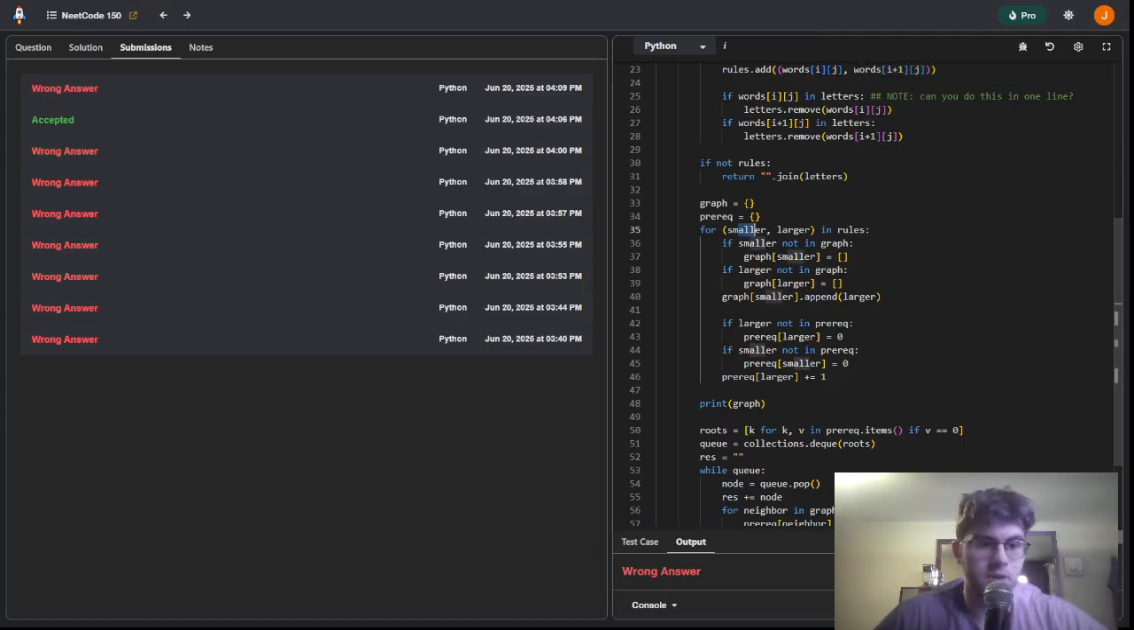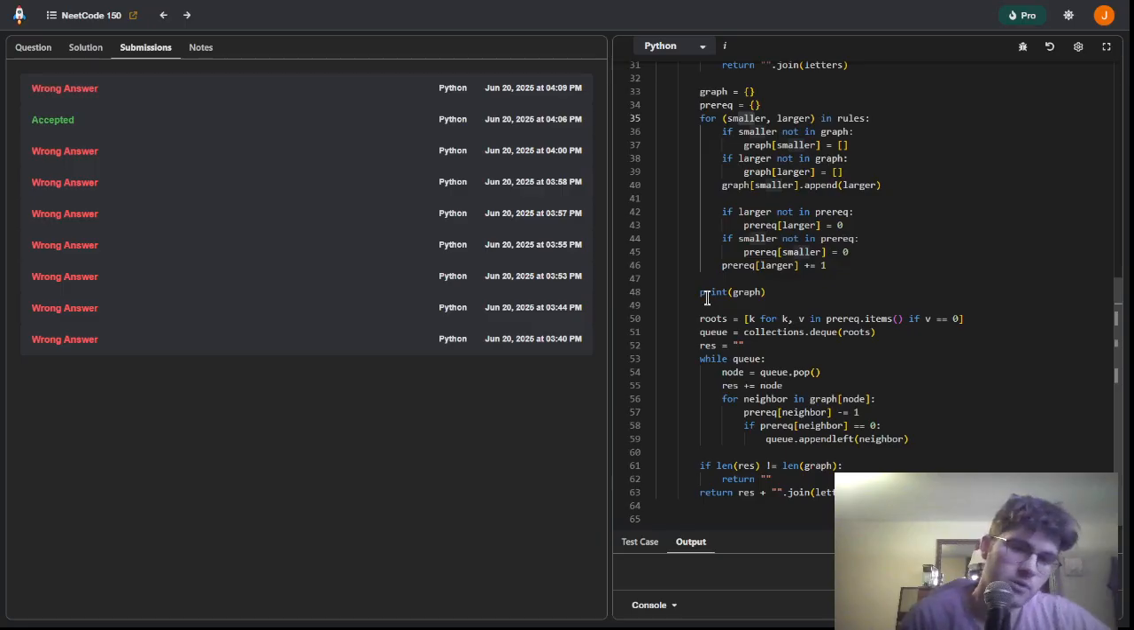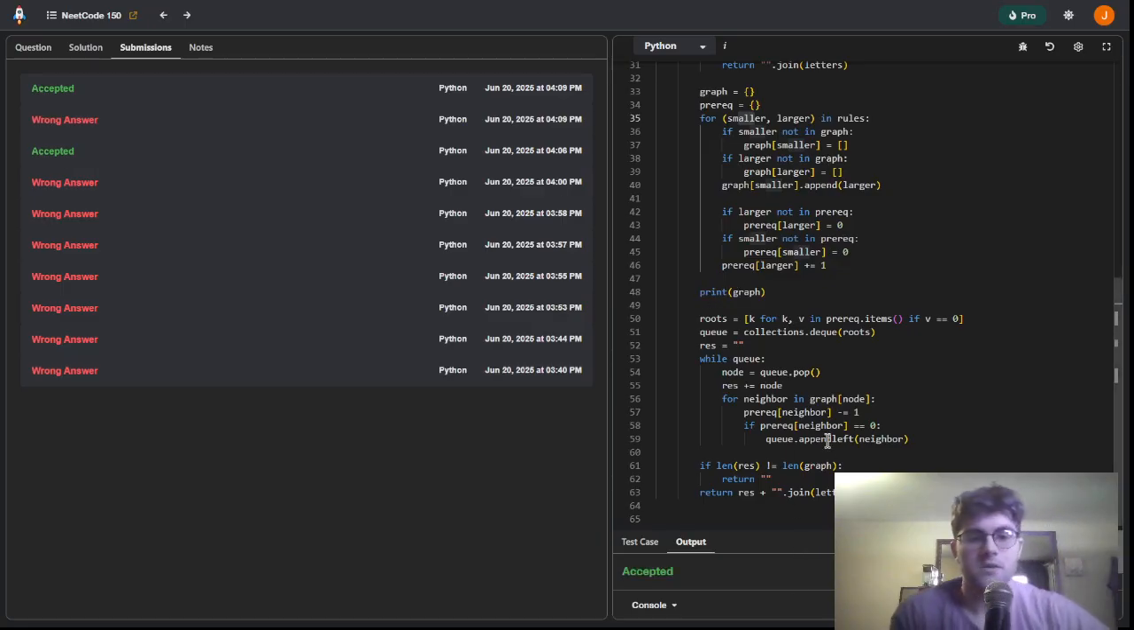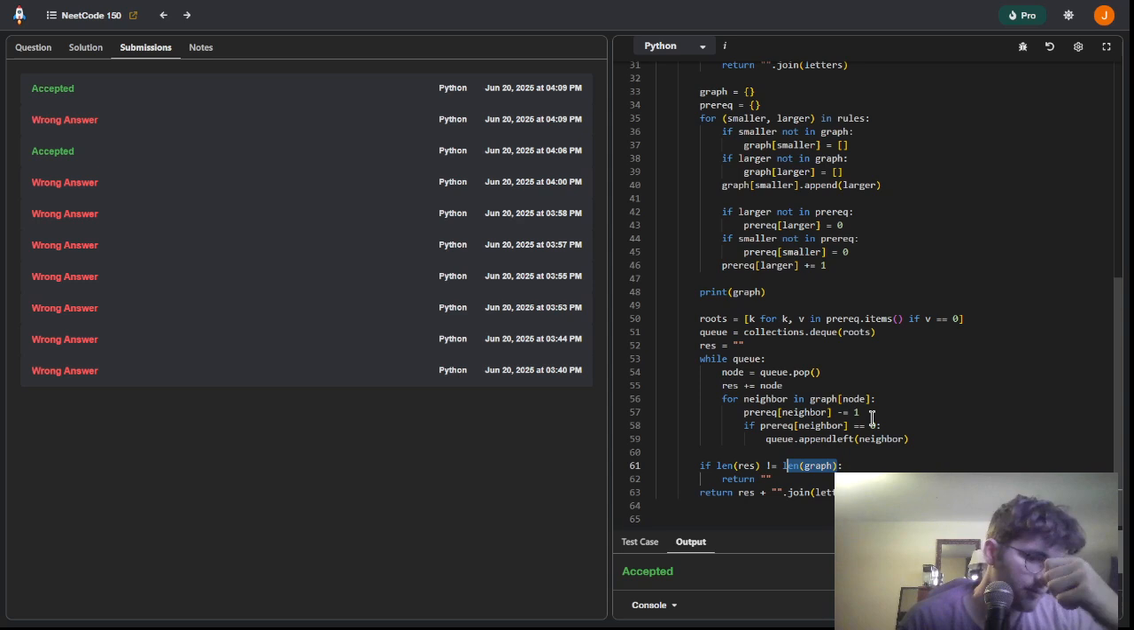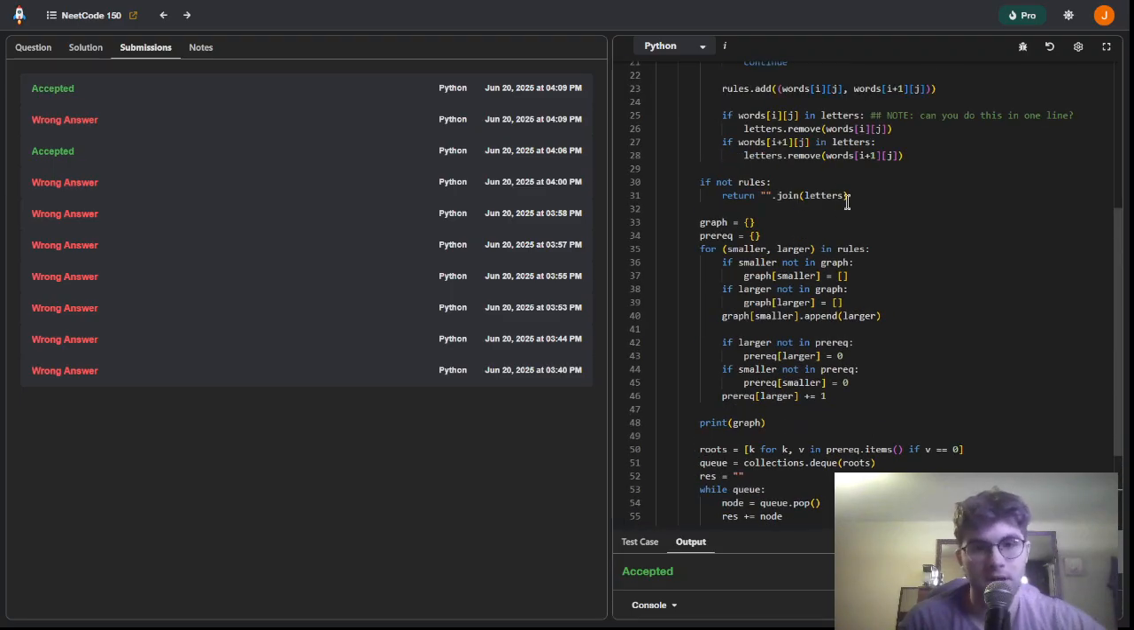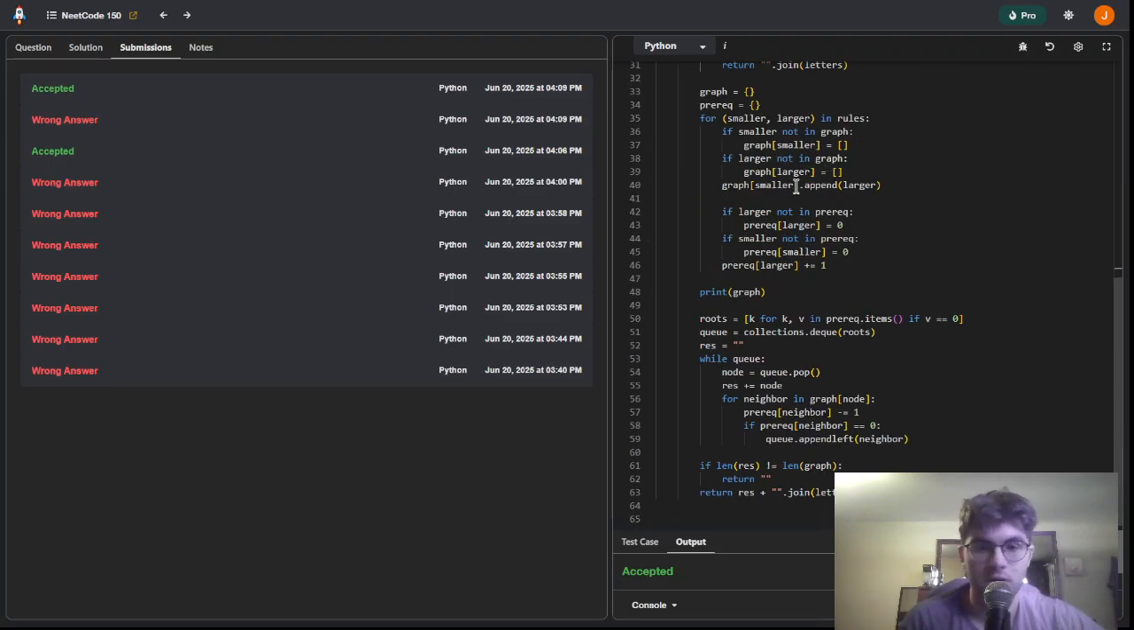Okay, so let me verify. I'm pretty sure I won't need it because of what I said. The only case I would need it is if this is actually true. And for that to be true, so this will always be 0. That means for that to be true, this would have to be 0. And for the length of the graph to be 0, we would need no rules. But I already have an edge case for no rules, so we don't need that. We don't need that print statement.